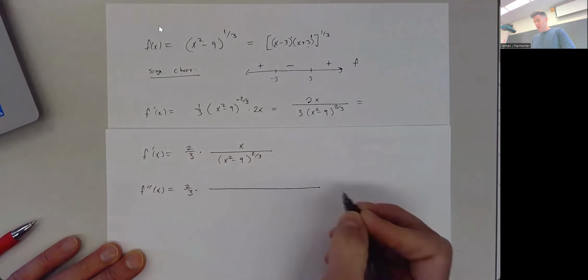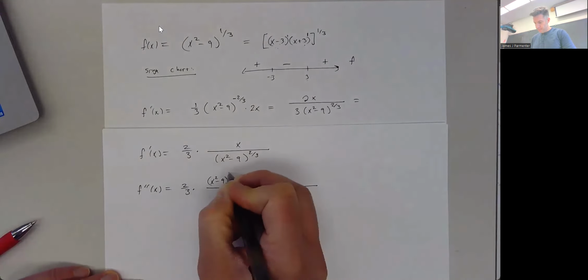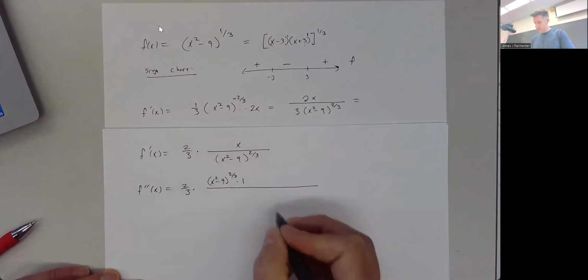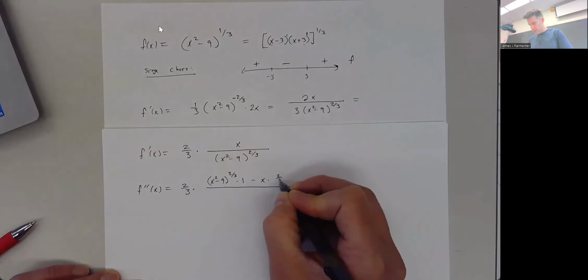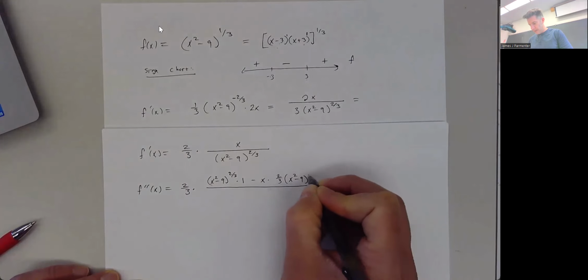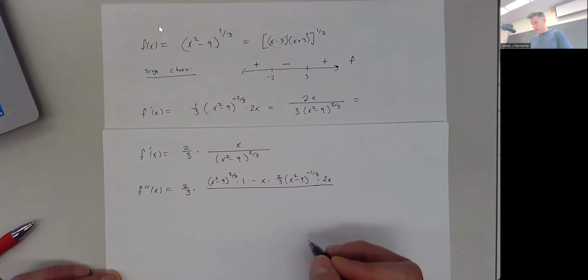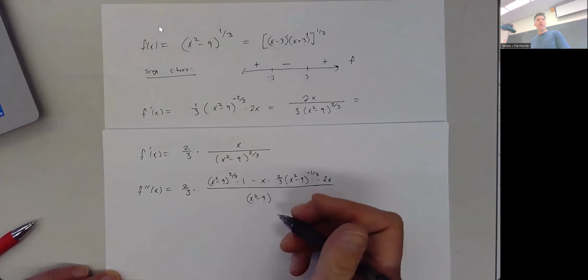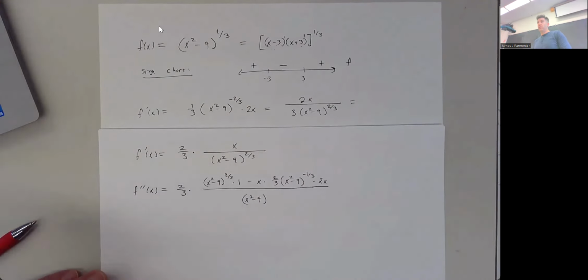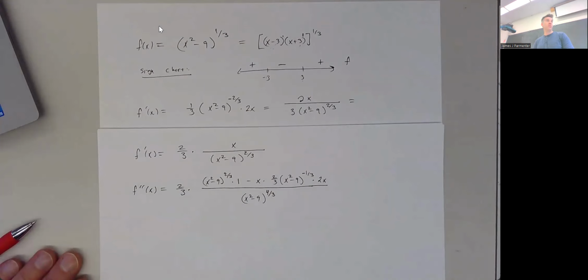Okay. Quotient rule. Bottom times the derivative of the top minus the top times the derivative of the bottom is going to be 2/3 times x squared minus 9 to the negative 1/3 times the derivative of the inside stuff, which is 2x, all divided by x squared minus 9 to the 2/3 squared. And if you have something raised to the 2/3 and you square it, what's the new power going to be? 2 times 2/3, which is 4/3. Right? When you have a power to a power, we multiply the powers.